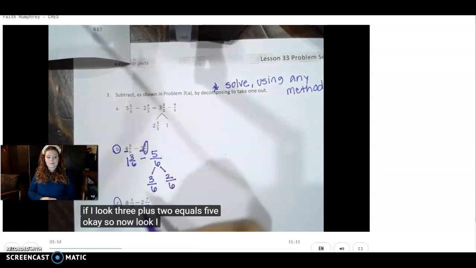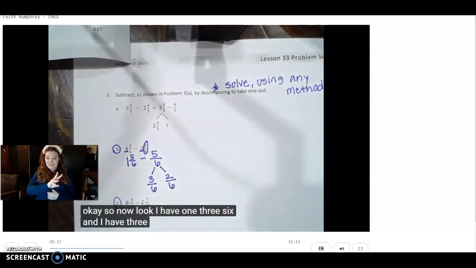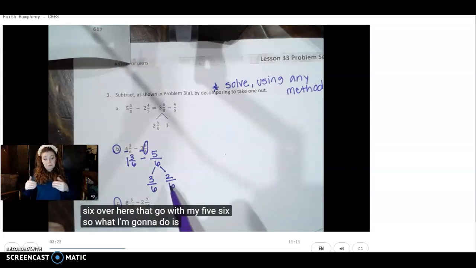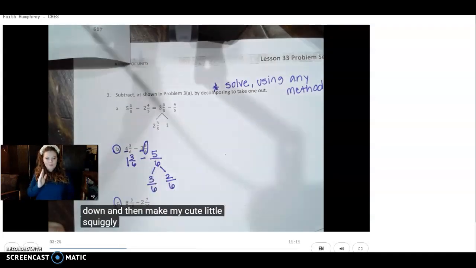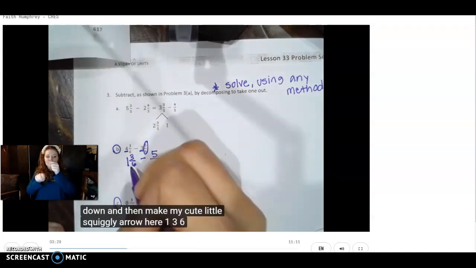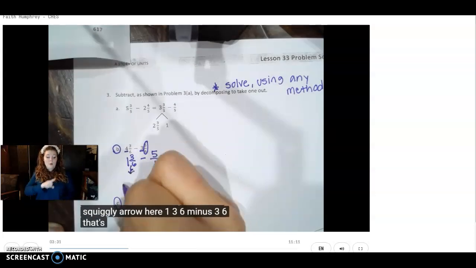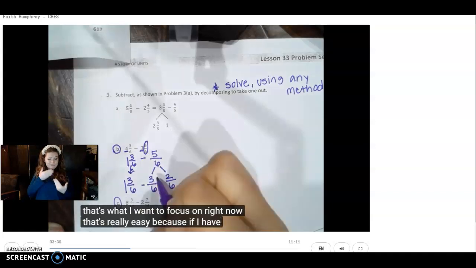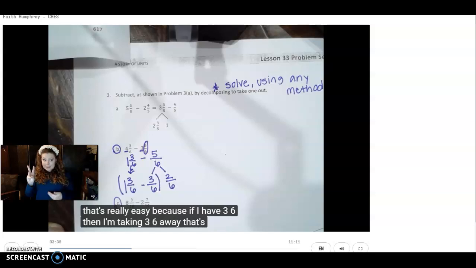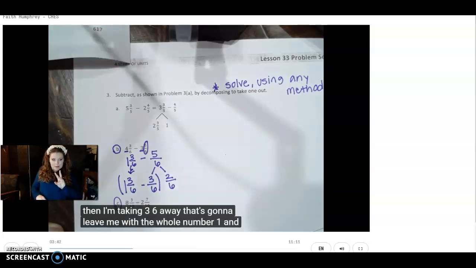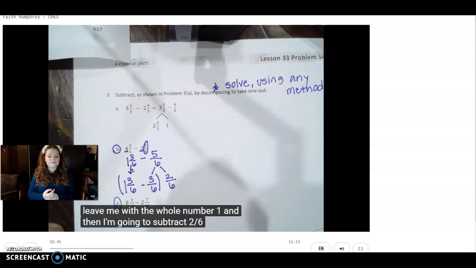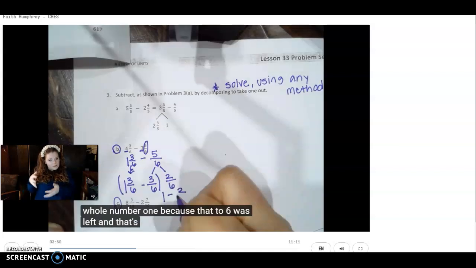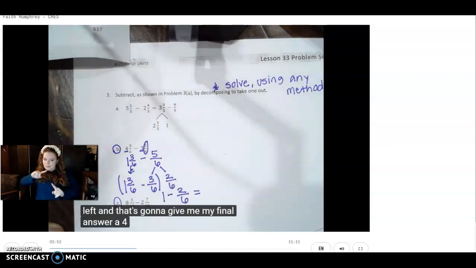Okay? So now look, I have 1 3/6 and I have 3/6 over here and 2/6 over here that go with my 5/6. So what I'm going to do is I'm going to bring down, I'm going to make my cute little squiggly arrow here. 1 3/6 minus 3/6. That's what I want to focus on right now. Well, that's really easy, because if I have 3/6 and I'm taking 3/6 away, that's going to leave me with the whole number 1. And then I'm going to subtract 2/6 from the whole number 1, because that 2/6 was left. And that's going to give me my final answer of 4/6.